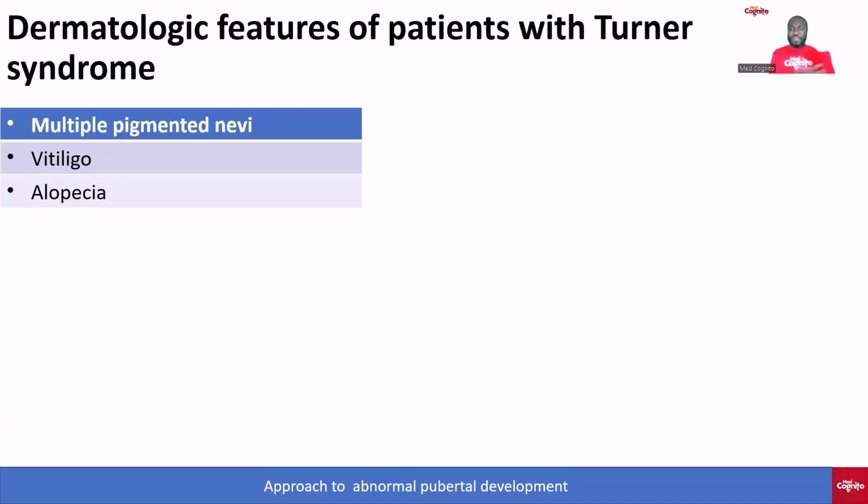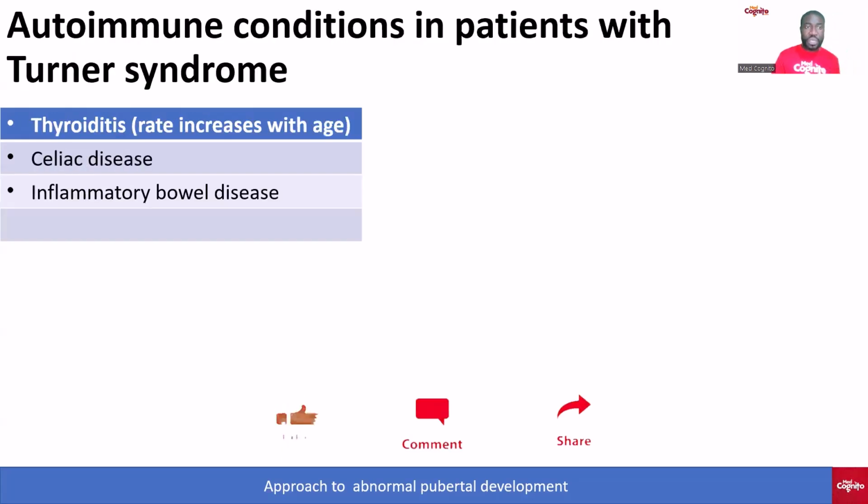Then what other dermatology features can be seen in patients with Turner syndrome? Multiple pigmented nevi, number one. Number two, they may have vitiligo. Number three, they may have alopecia, concerns with hair distribution. What about autoimmune conditions? So if you have a patient with Turner syndrome, what are the autoimmune conditions which are associated with them? Number one, they may have thyroiditis.